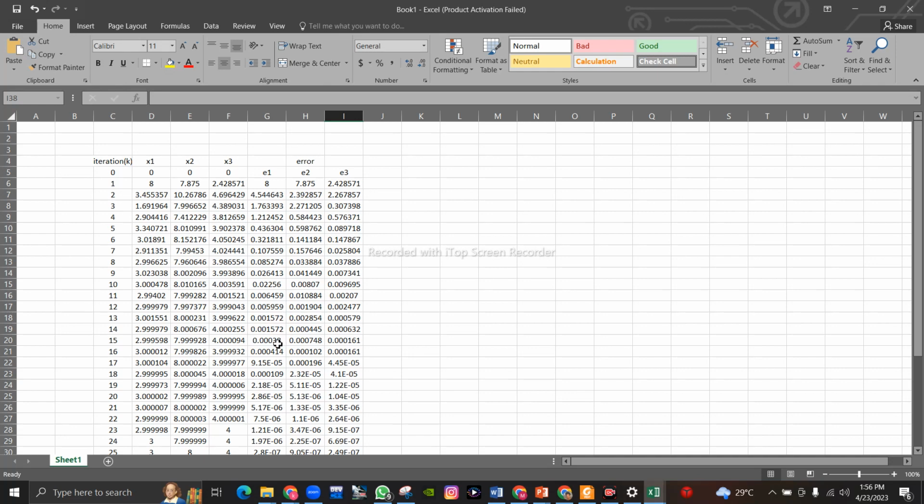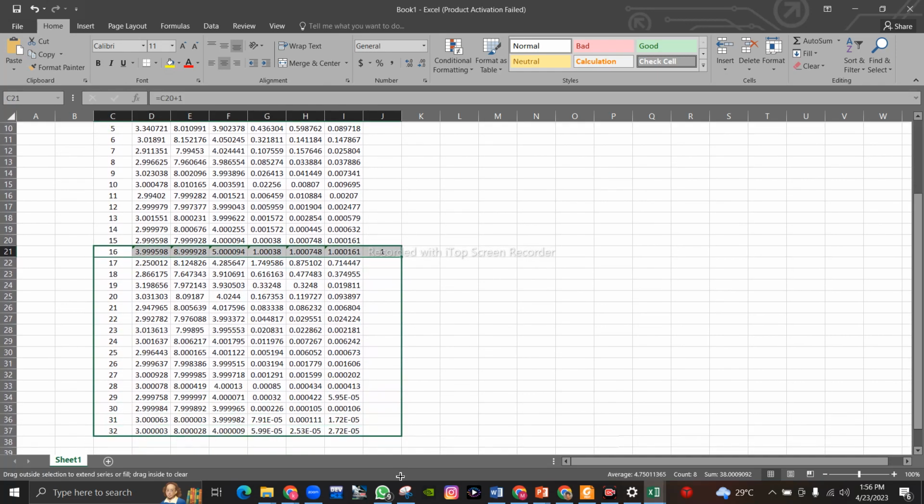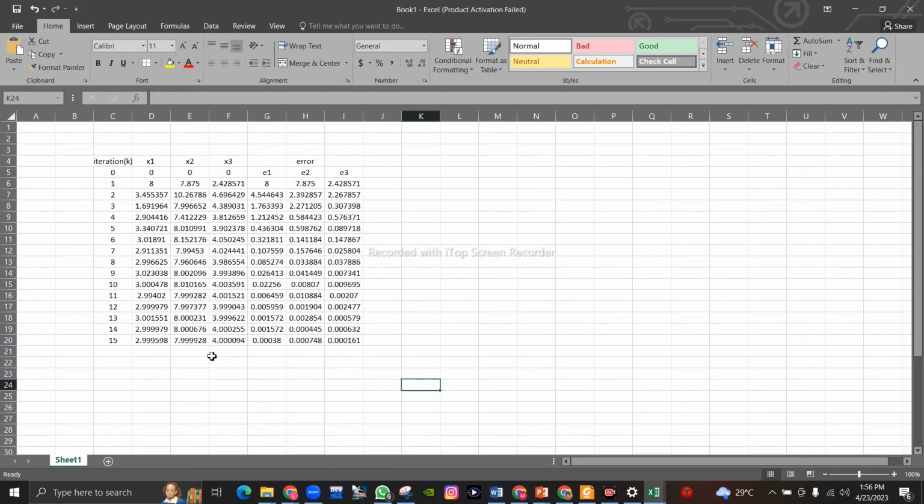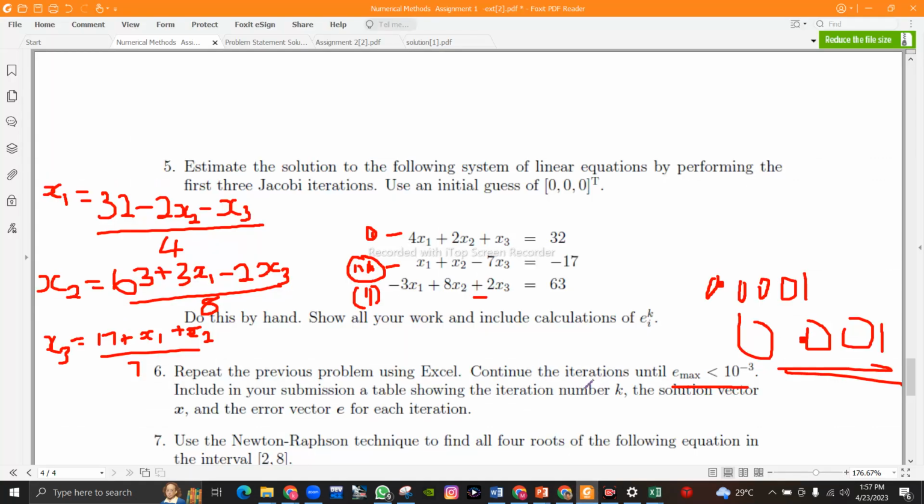But we look at this 15. The error is less than 0.001 because this is 0.00038, and this is the maximum. Okay, this is the maximum, and it's less than that. So we can stop this. We can discard, we can delete all of this. This is where the error is actually less than that 0.001. That's why you have to stop there.